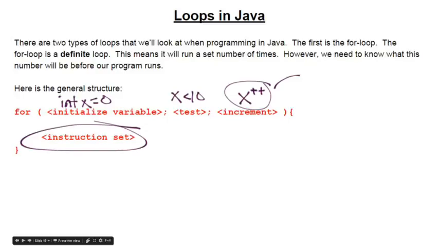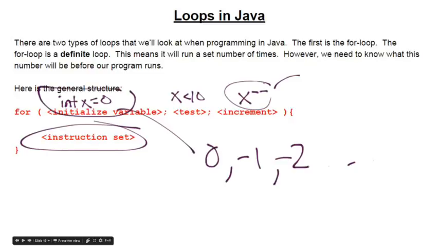Now, it is possible to get into an infinite loop here. So let's say that we, instead of plus plus, had minus minus. So what we would do is we would start at 0, right? 0, -1, -2. We just keep going. And this condition, x less than 10, is always going to be true, which means we would never get out of our infinite loop.